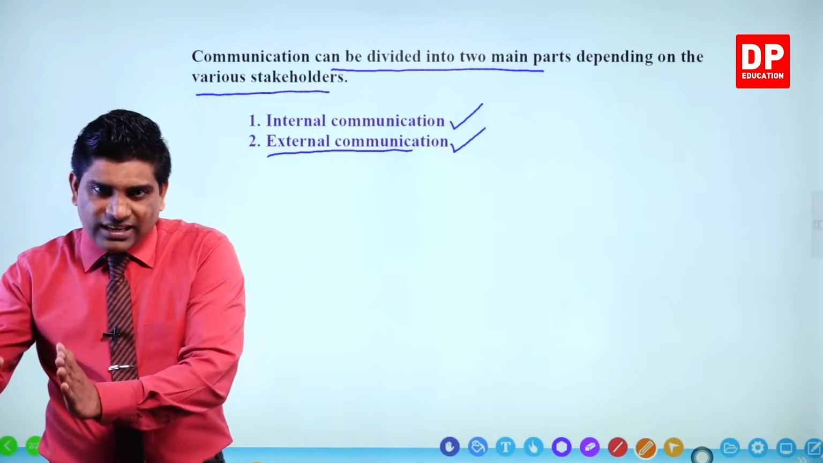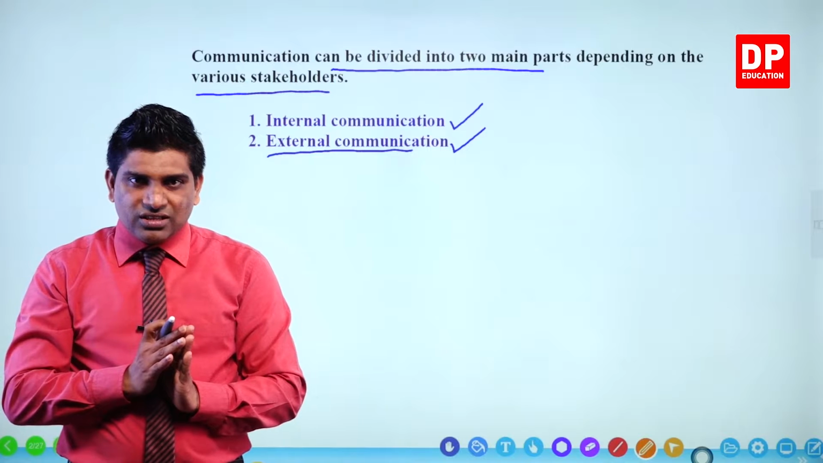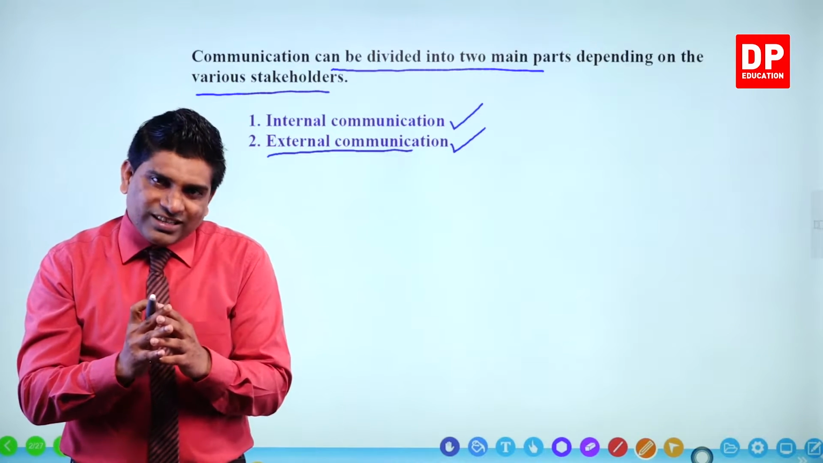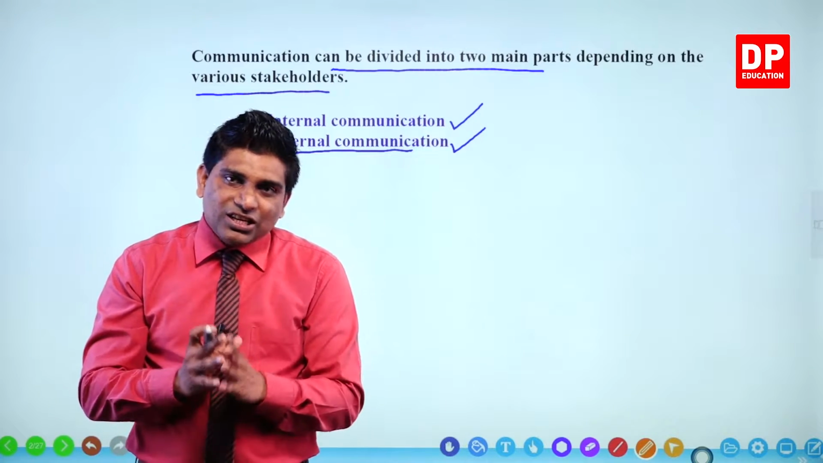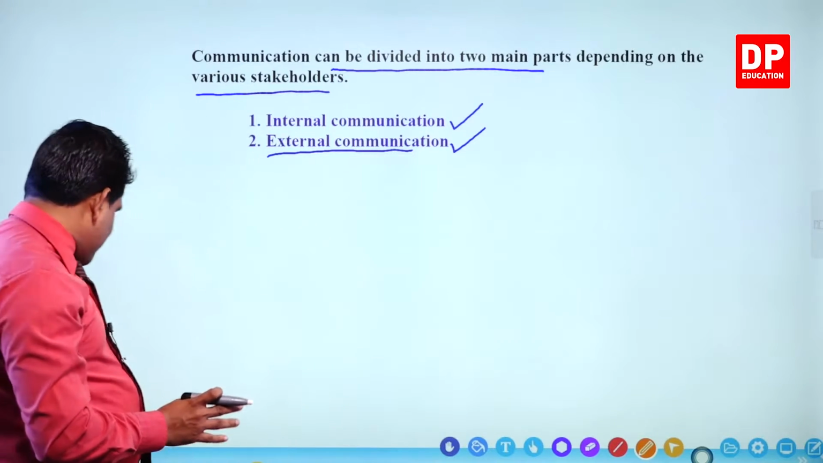Organization and with the society. Society and with the different organizations, right? Here outside people are also included. So that's why it is called external communication, right?